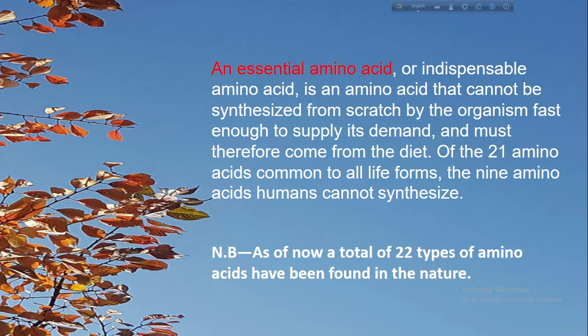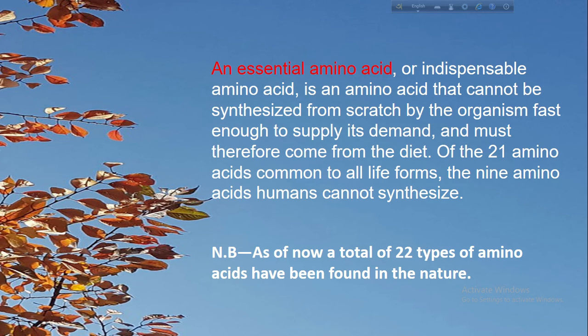So what is an essential amino acid, or indispensable amino acid? It is an amino acid that cannot be synthesized from scratch by the organism fast enough to supply its demand and must therefore come from the diet. So from the diet we must collect the essential amino acids. Of the 21 amino acids common to all life forms, there are 9 that humans cannot synthesize.